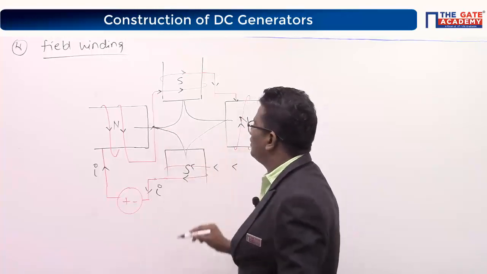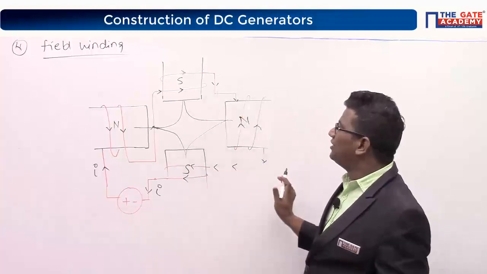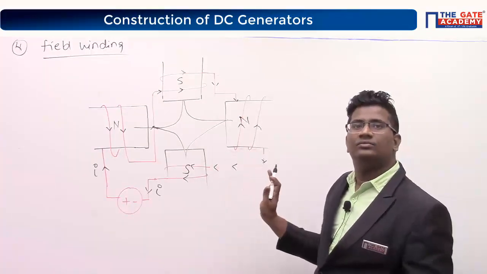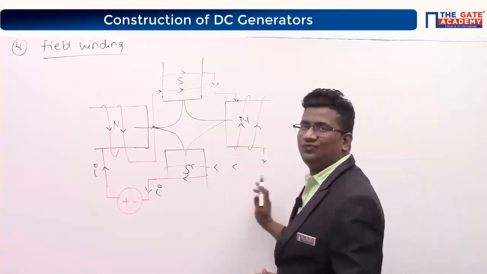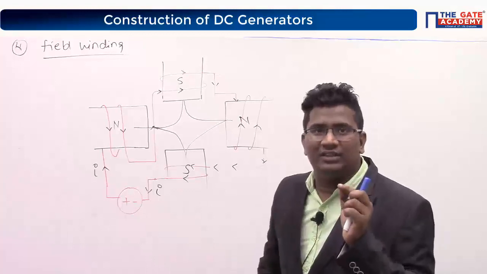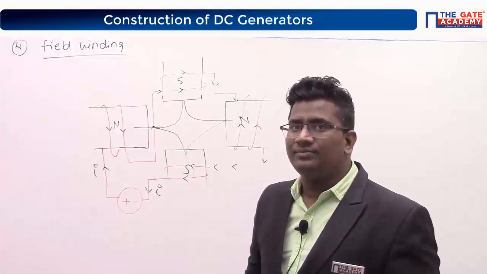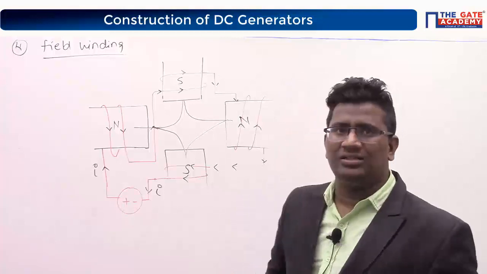Now you tell me, is the flux uniformly distributed throughout the core or not? Come on. If you observe one thing in the windings, how many turns have I used there? More turns or fewer turns?